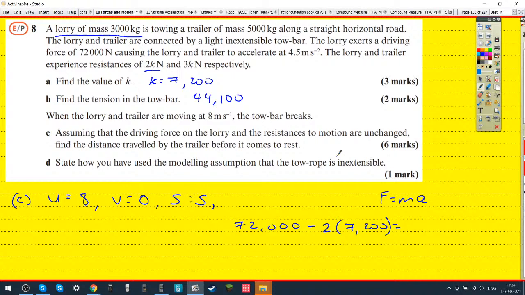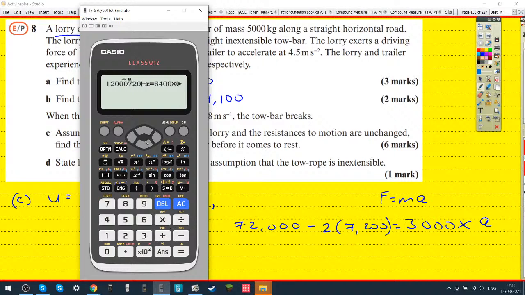And then you do mass, which is 3,000, times A. You don't know what A is. So first you work out the bracket, so you'd get 72,000 minus 14,400 equals 3,000 A. I see a linear equation. Oh yeah, linear equation, isn't it?